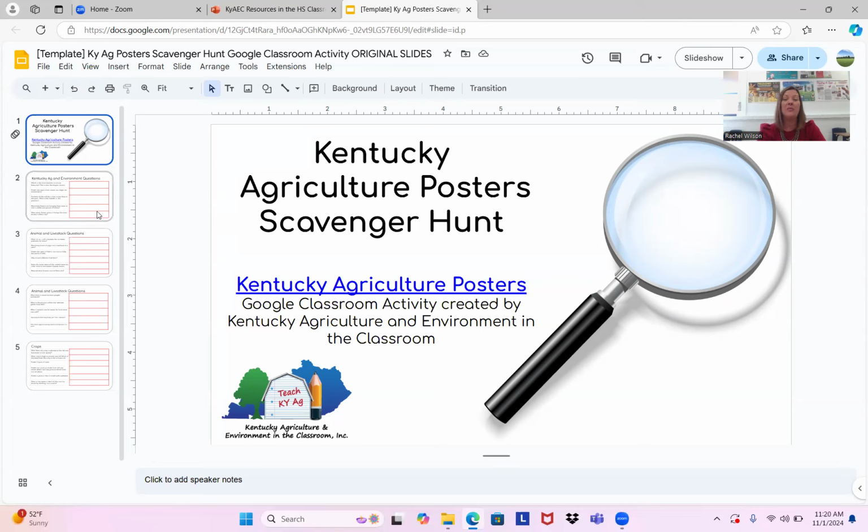This is also a really great assignment to give for all of us ag teachers that are at the state fair at the beginning of the year, and you need something for your kids to do when you have a sub, and it's right at the beginning of a unit. This is a really great activity that you can do.